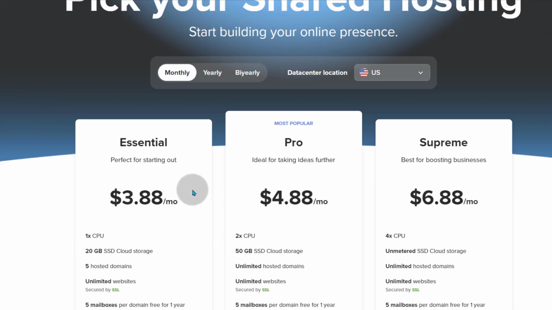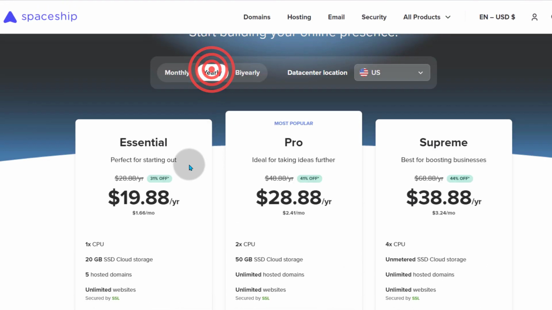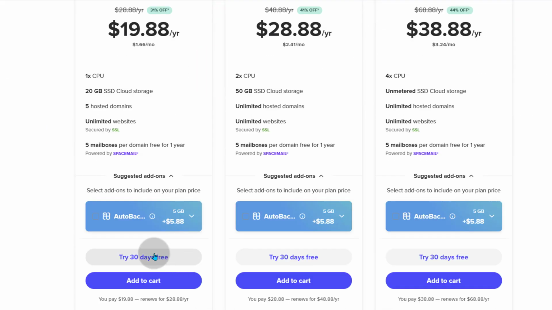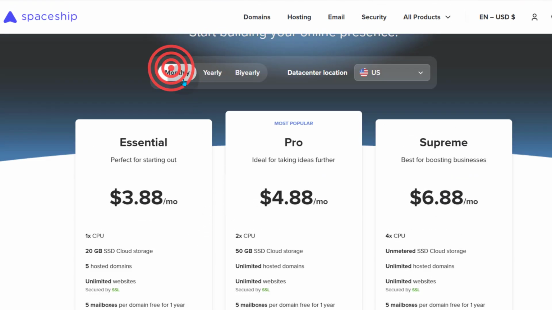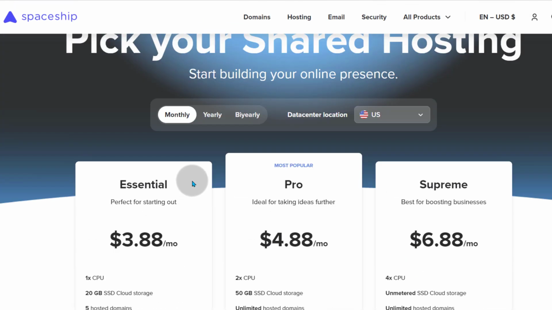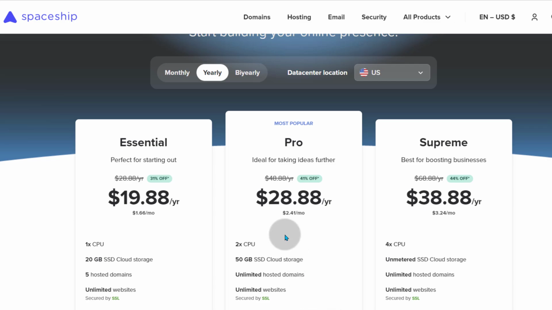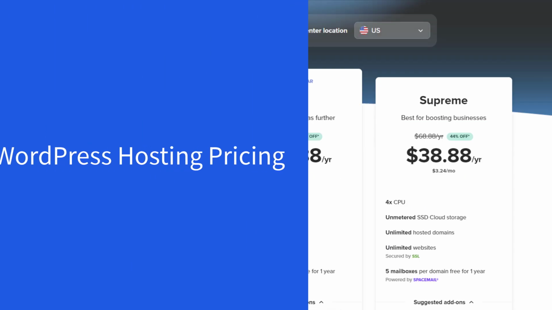So if you want to try them, I would suggest you try with a yearly plan, because I can see the yearly plan has a 30 day free trial. I don't know that the monthly plan has that. Okay, even the monthly plan has that. You try whichever hosting here, you'll see it's pretty affordable. These are very affordable hosting prices.